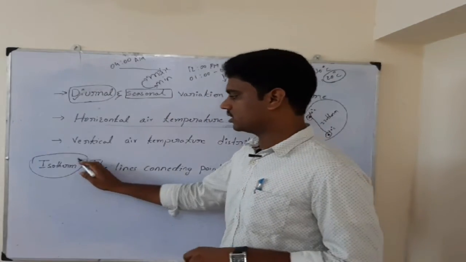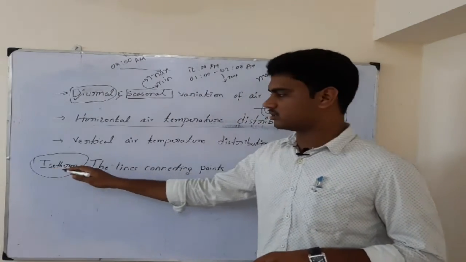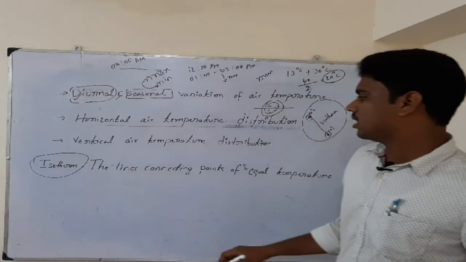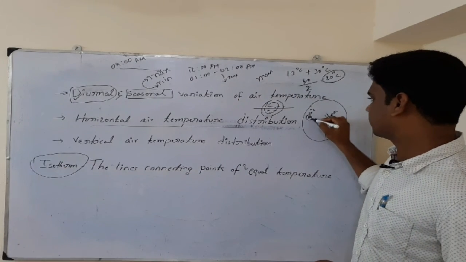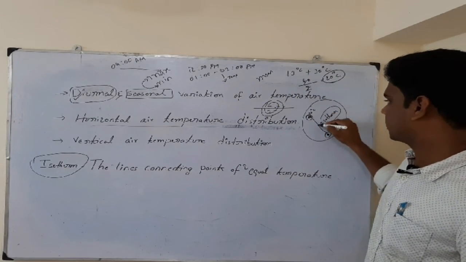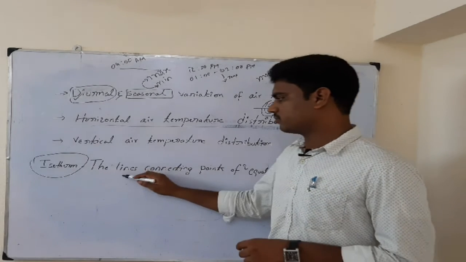Therm means temperature, you know that. So isotherm: iso means equal, therm means temperature. Two equal temperatures connected by a line, that line we call isotherm. This is very important for the exam.